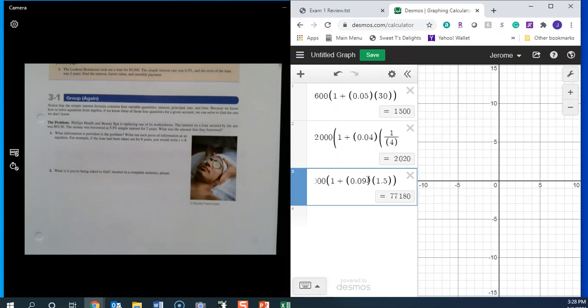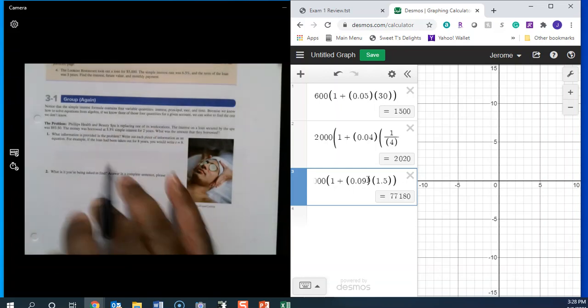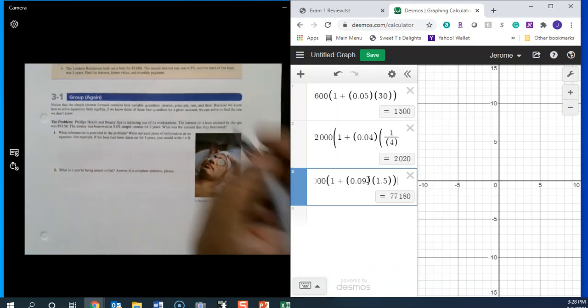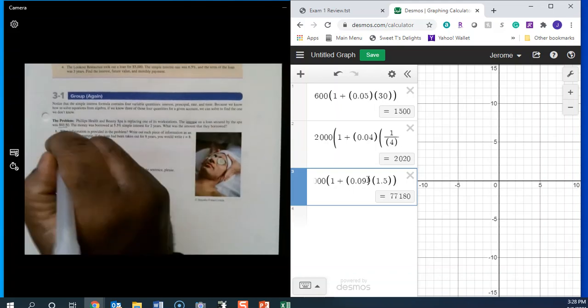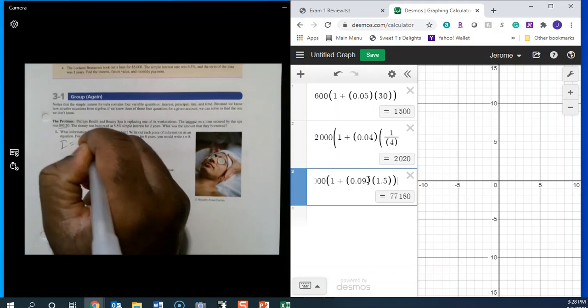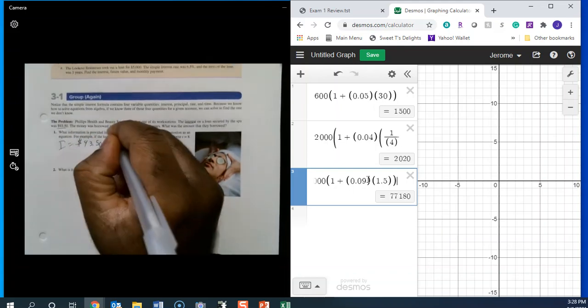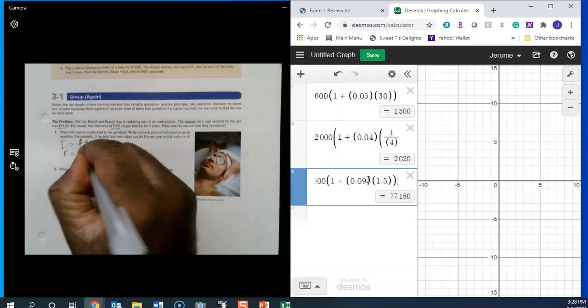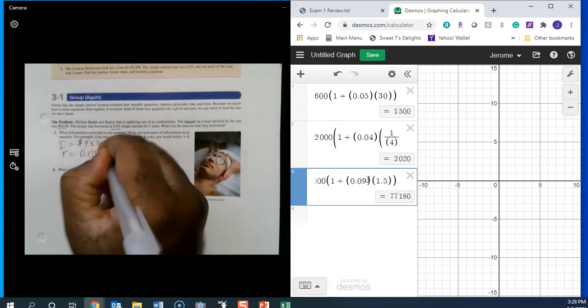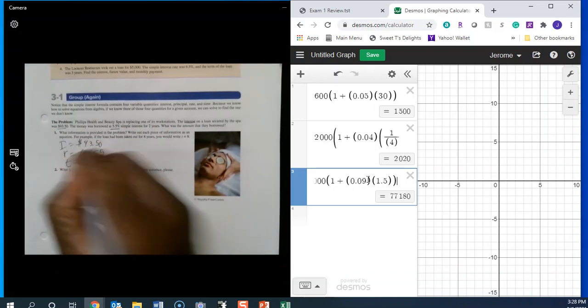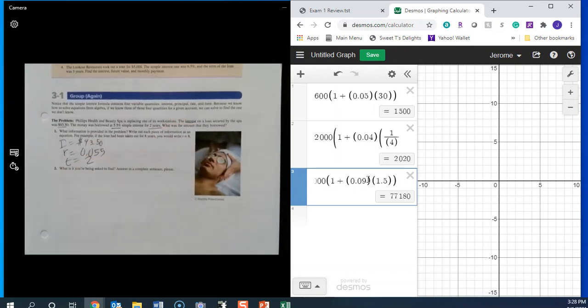Number 1, what information is provided in the problem? Write out each piece of information as an equation. For example, if the loan had been taken out for 8 years, you will write T equals 8. So now, let's look at the information that's given. First of all, they tell us that the interest is $93.50. So we know what the interest is. They tell us the rate, 5.5%, so it's 0.055. And the time, it says 2 years.